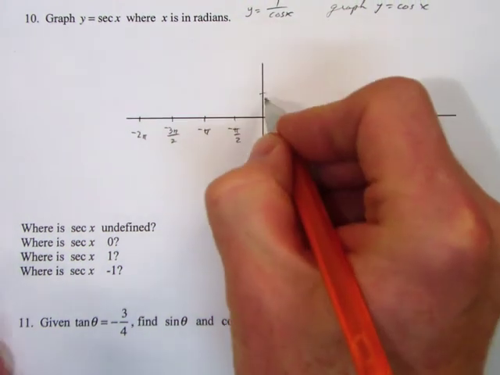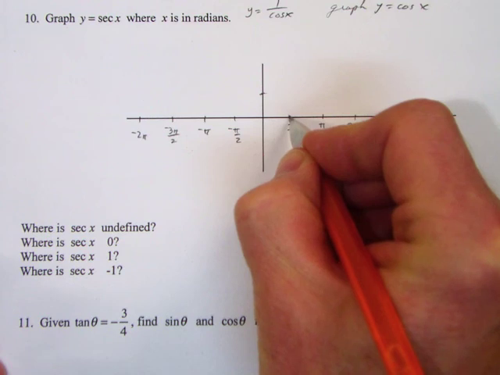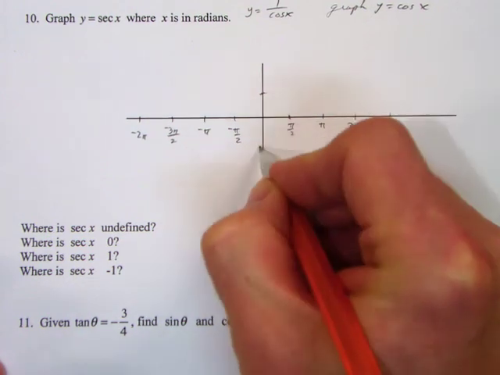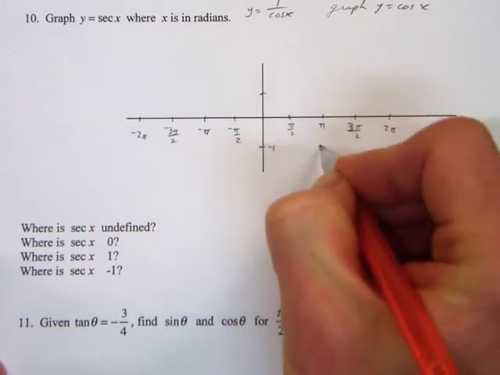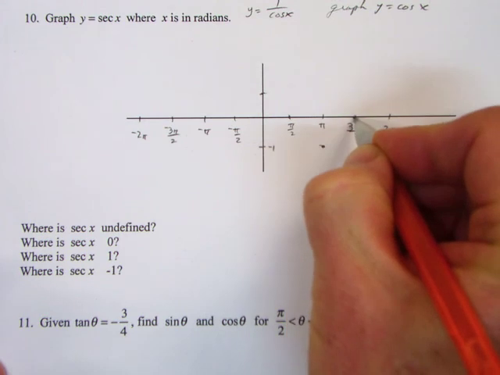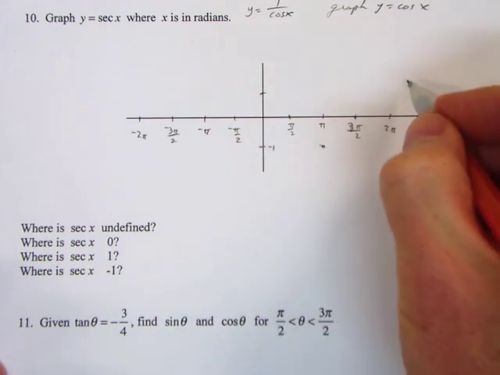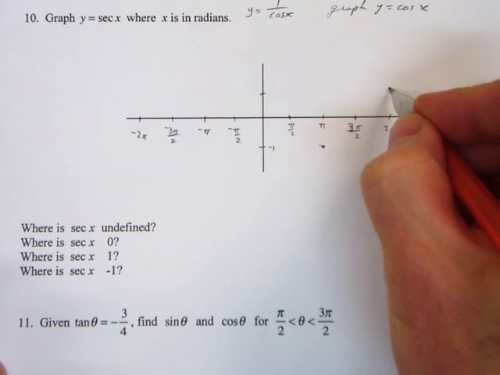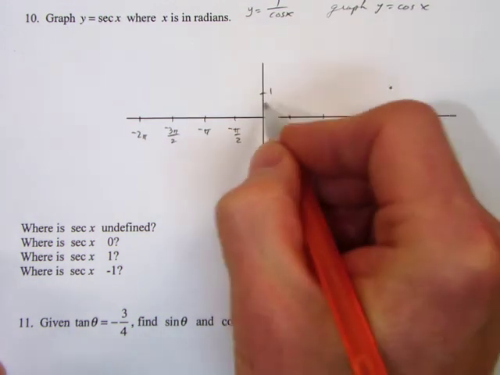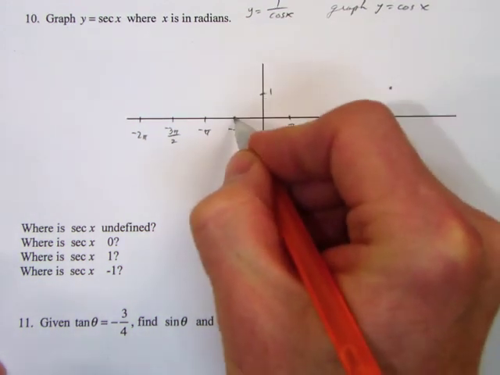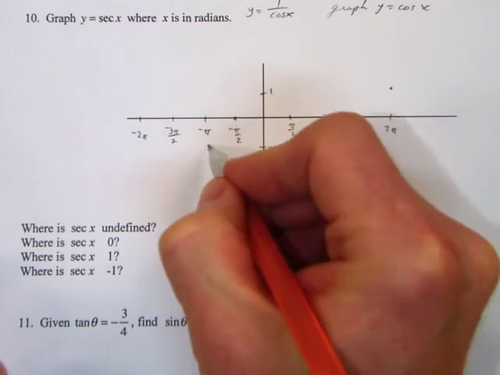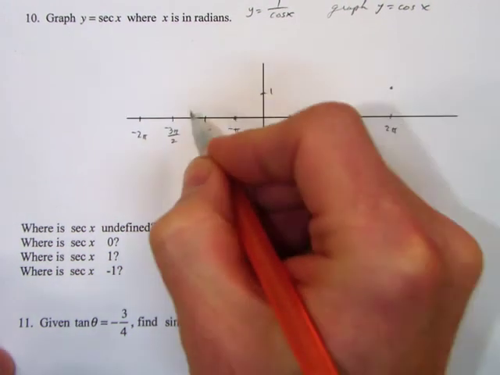So the cosine of 0 is 1. Cosine of pi over 2 is 0. Cosine of pi is negative 1. Cosine of 3 pi over 2 is 0. And then cosine of 2 pi is 1 again. Cosine of negative pi over 2 is 0. Cosine of negative pi is negative 1.